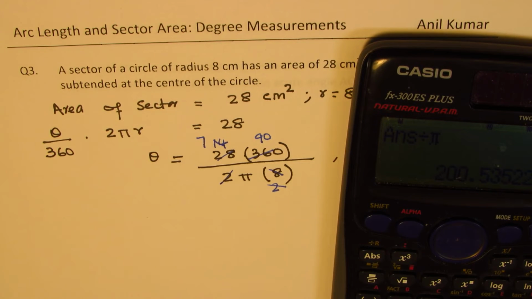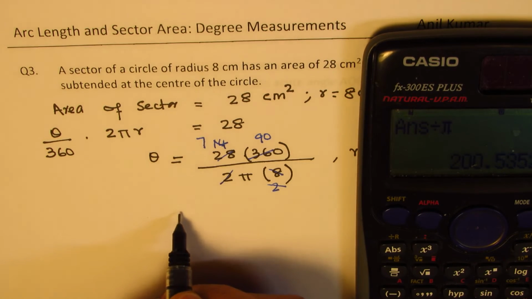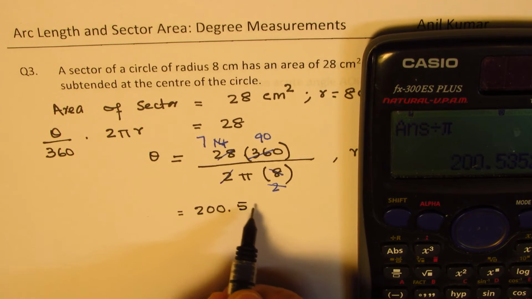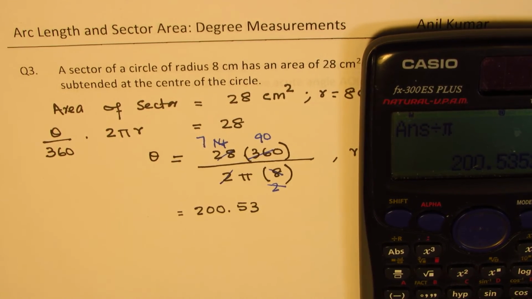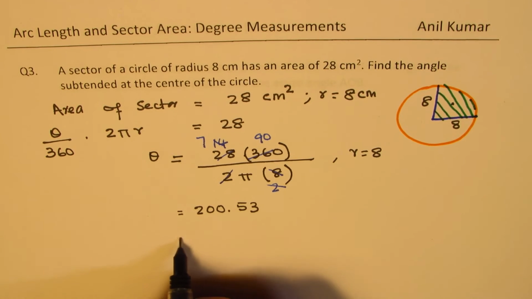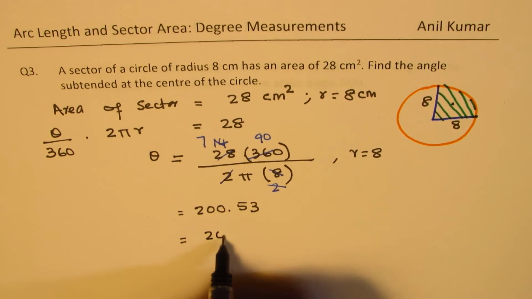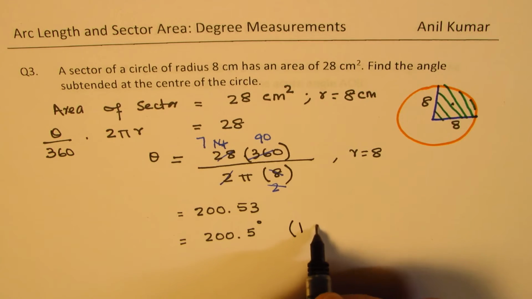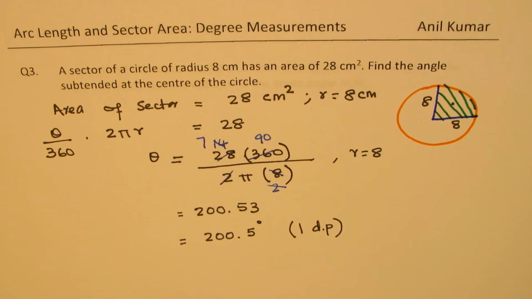We get 200.53. Correct? So to one decimal place, I could write this answer as 200.5 degrees. So that is my answer at one decimal place. Is that clear to you? Right? So it is definitely not what I have drawn here. So that is the answer. I hope the steps are absolutely clear.